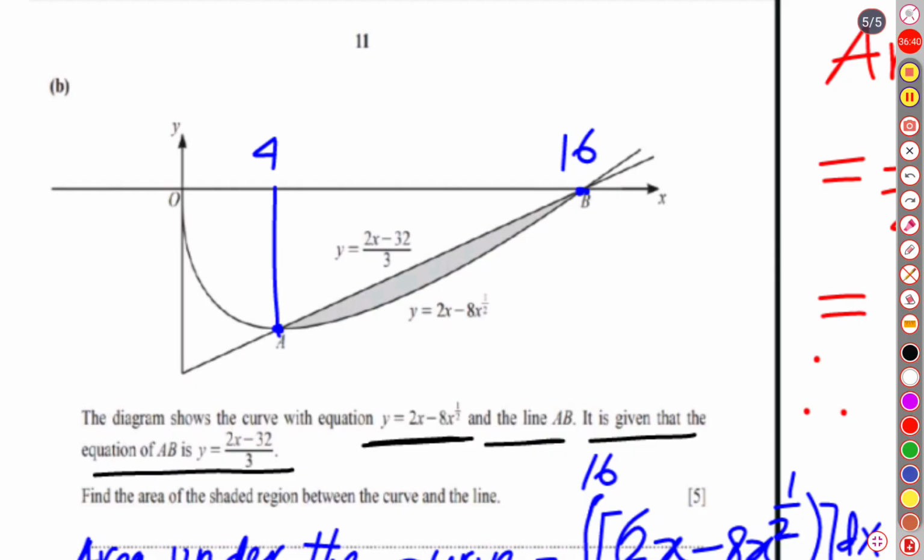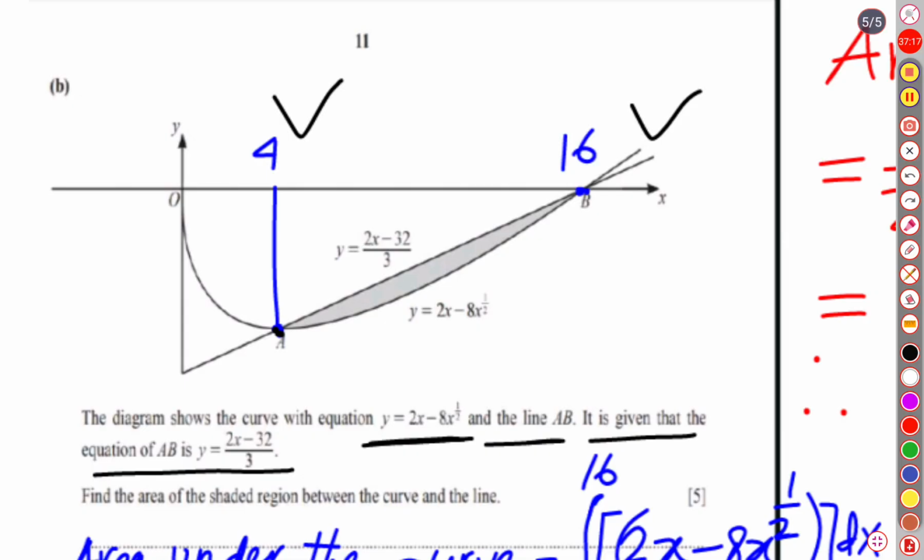Now you have already come to know that for finding the shaded area, we require the lower bound and upper bound. In question A the solution is available: the line and curve are intersecting each other. So finding the intersecting point, at A x is 4, at B x is 16. So this is our region which is to be calculated.